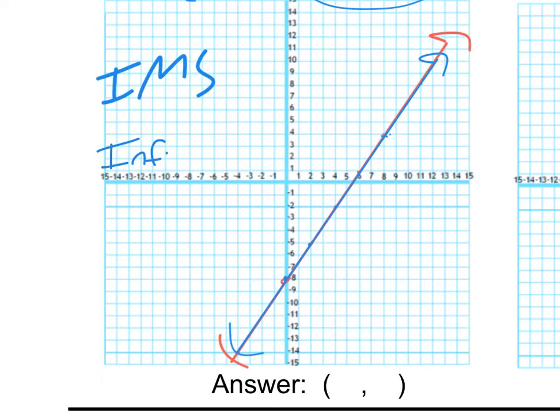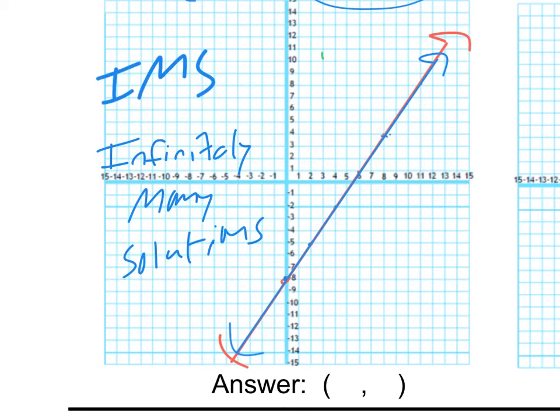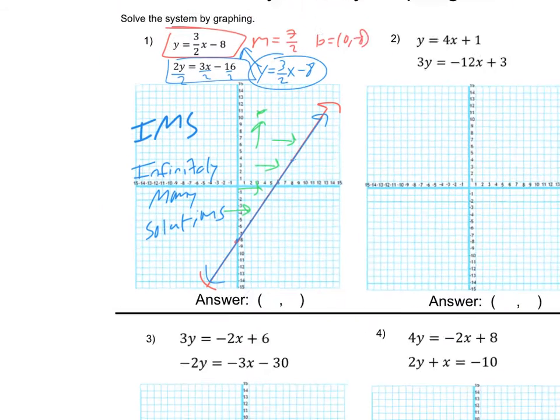Infinitely many solutions. There's not just one answer, and there's not no answers. There is an infinite amount of them. Any point along these lines, not any point, like not the point over here in green, that's not a solution. But anything that would be on the line is a solution, and since the line goes on forever, there's infinitely many of them. There's help with the first one right there.